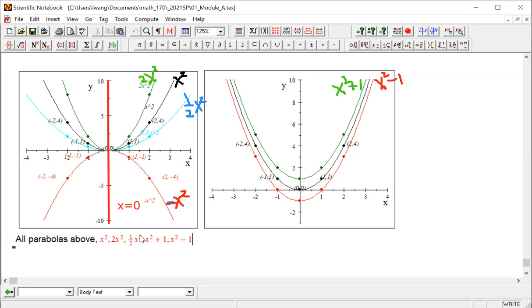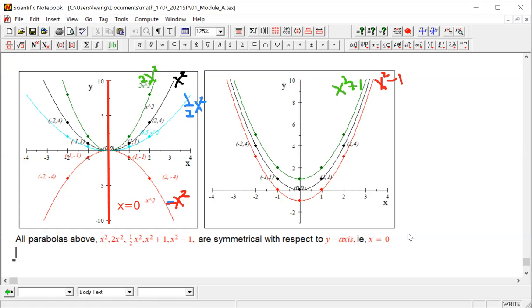All of the above parabolas are symmetrical with respect to the line of symmetry, which is the y-axis, i.e. x equals 0. The equation of the y-axis is x equals 0. Okay, so that's one important feature.